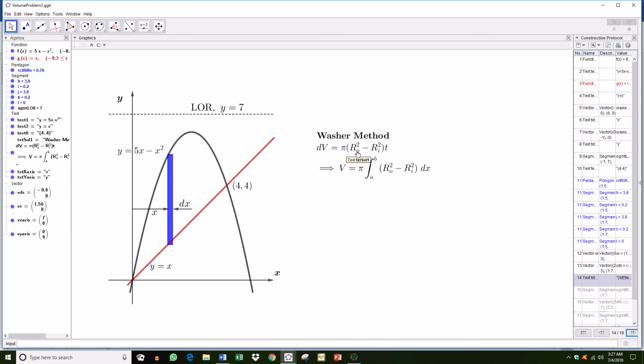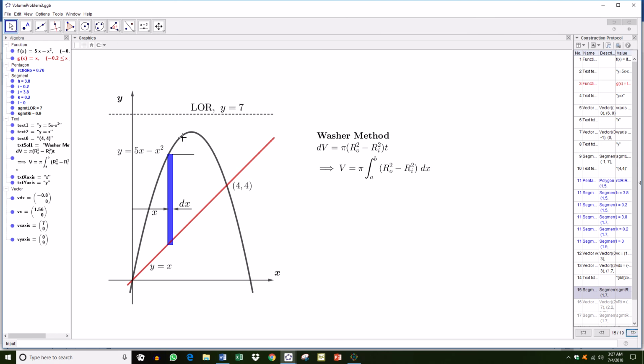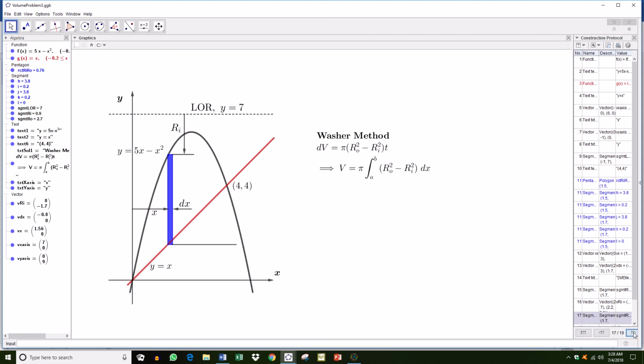R_i is the distance from the line of revolution to the closest point on the rectangle. So that is R_i. And R_o is the distance from the line of revolution to the farthest point on the rectangle. So that's R_o. Pretty much you're done. a is 0, b is 4.